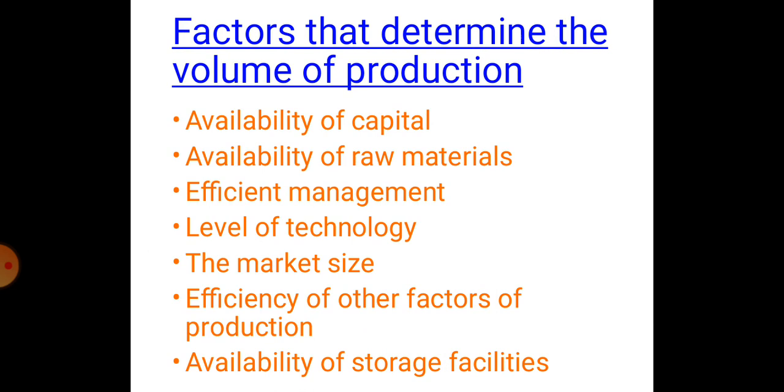Number four, level of technology. The use of modern technology in the production of goods and services as against the use of old technology will increase the volume of production. That is to say, if modern technology is used to carry out productive activities, the volume of production will be increased.